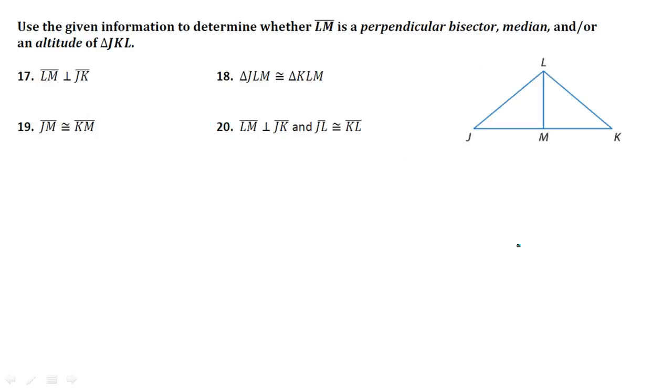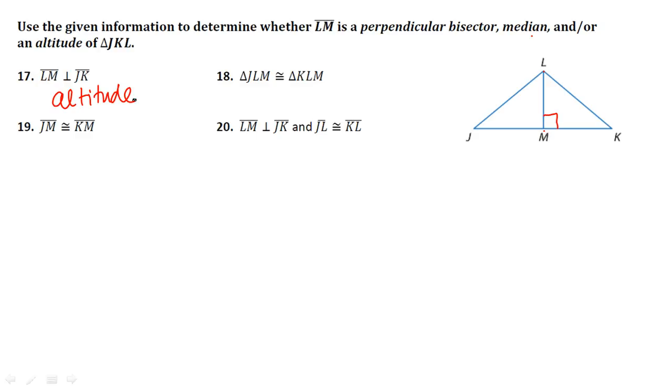Okay, next problems are 17 through 20. For number 17, we know that LM is perpendicular to JK. So is this a perpendicular bisector? No, because we only know it's perpendicular, we don't know it bisects. Is it a median? No, it doesn't show that it's going to the midpoint. Is it an altitude? Yes, because it goes from an angle and it's perpendicular to the opposite side.